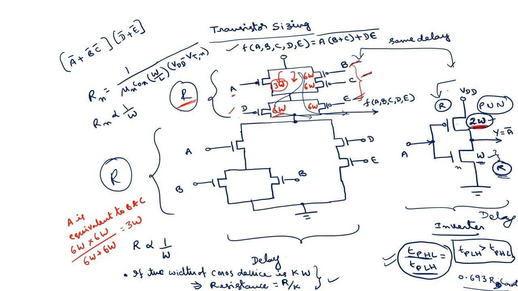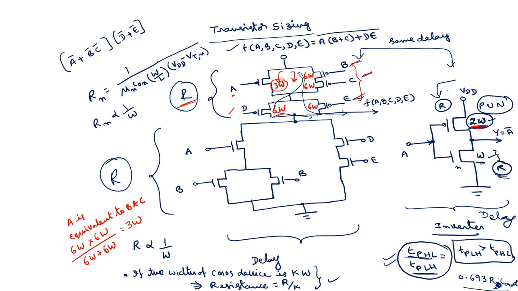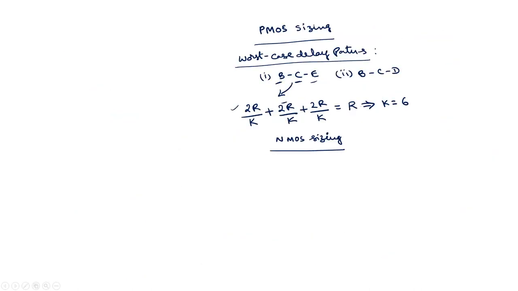Now coming to the pull down network or NMOS sizing. Here what is the worst path? We have three paths, either D, or A, B, or A, C. In any case, two transistors will be in series: either D, A, B, or A, C.